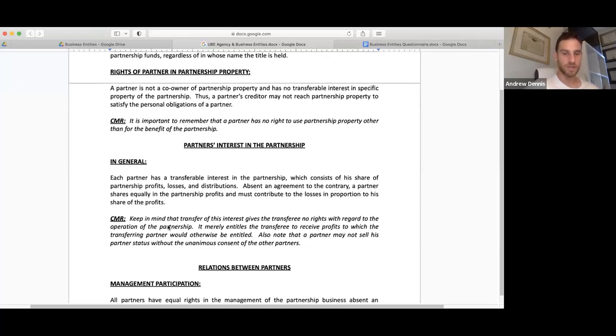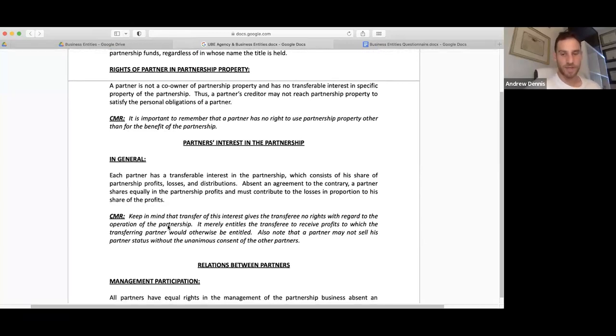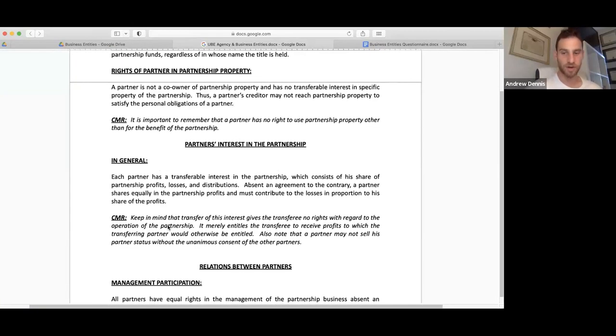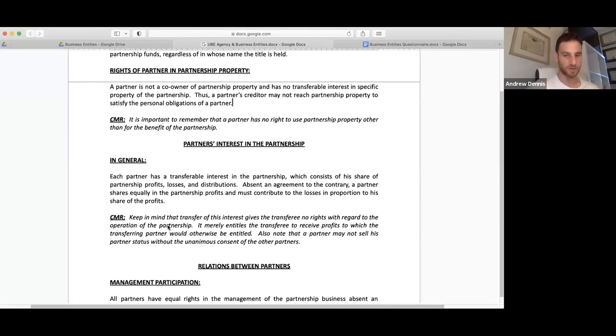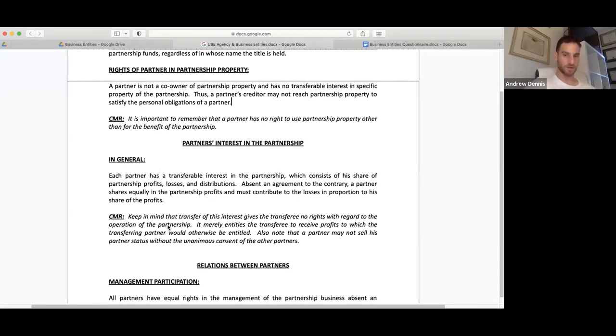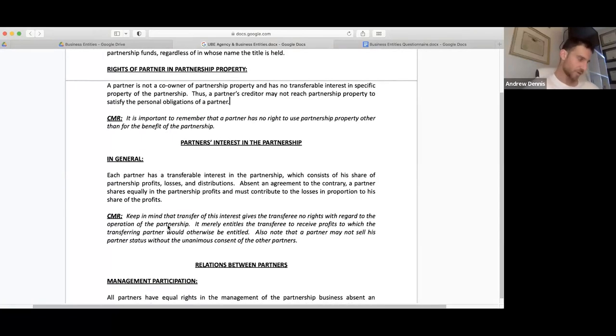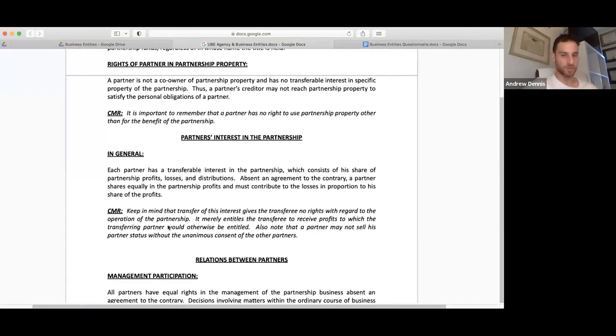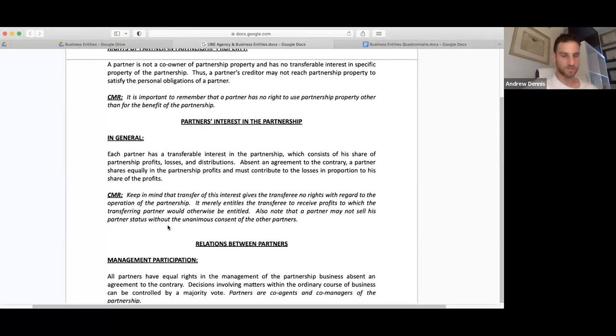So keep in mind that transfer of this interest gives the transferee no rights with regard to the operation of the partnership. It merely entitles the transferee to receive profits to which the transferring partner would otherwise be entitled. Also note that a partner may not sell his partner status without the unanimous consent of the other partners. Right? So you can assign your ownership stake, but you're not transferring your right to necessarily run the partnership unless you have the consent of the other owners.